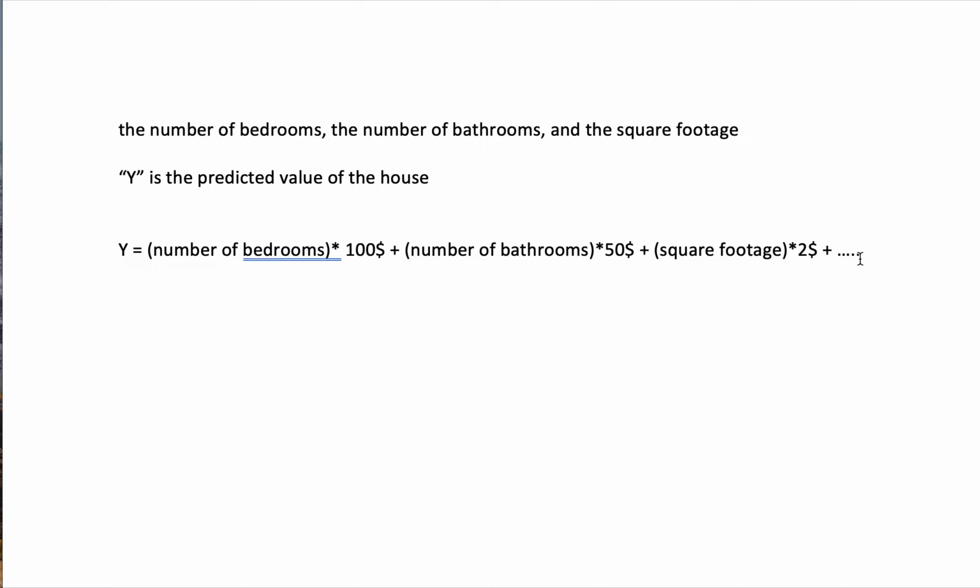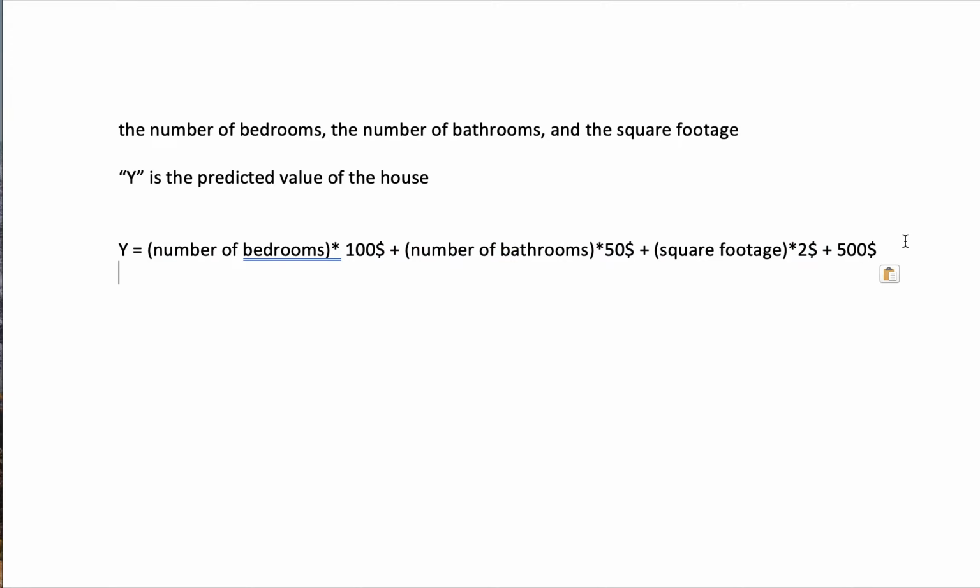Have we missed anything? I think we may have. Let's assume that every house comes with a living room, a kitchen, maybe a garage, whatever. There's some set of baseline features that we didn't capture, and these baseline features are common to every house. So let's just add that into our model somehow. Those ellipses we're going to replace with $500.